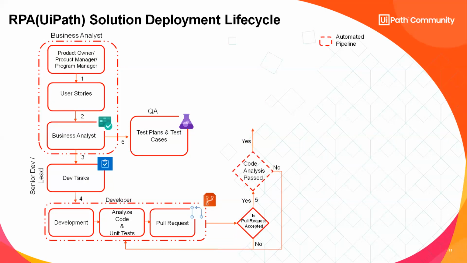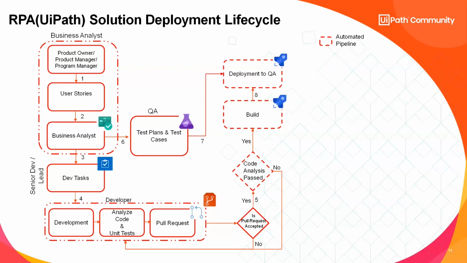Once the pull request has been accepted, a code analysis should be done on the code. That can be using a workflow analyzer, SonarQube, or any open source tool. If not passed, it has to come back to the developer to make the necessary changes according to the standards that they follow. If the code passes the code analysis phase, then it will go to the build. Once the build is generated, it will be deployed to QA, and the QA team will start their testing. They will run their test cases on the QA environment.